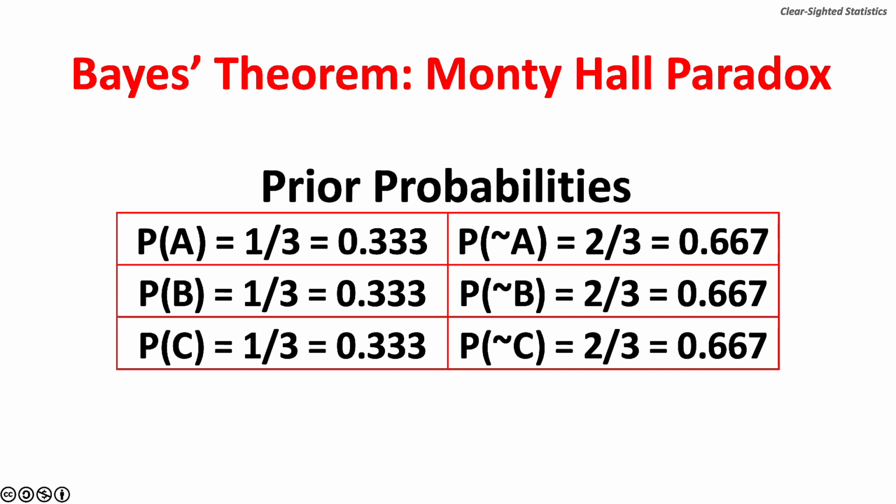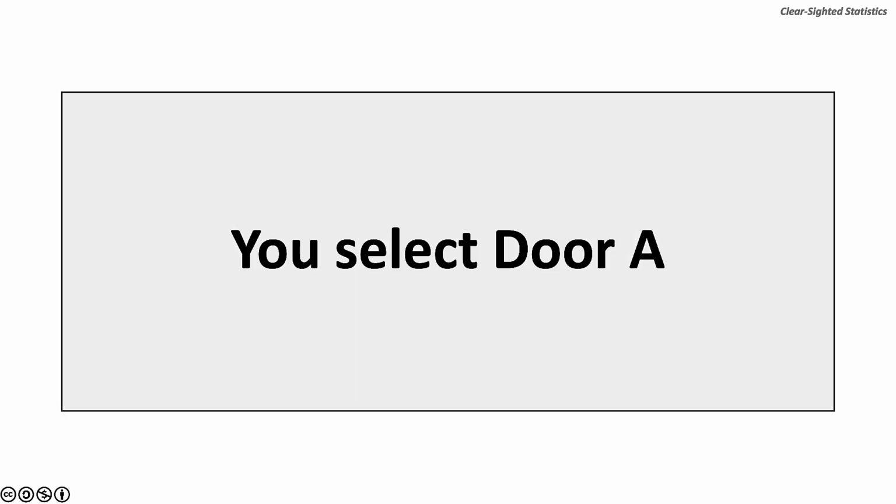Here are the prior probabilities for door A, B, and C. The prior probability that any of the three doors conceals the car is 33.33%. The prior probability that the car will not be behind the door is 66.67%. Let's say you select door A.